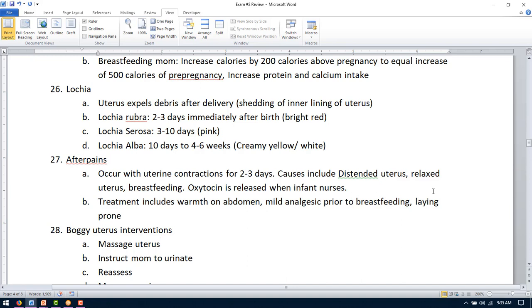Treatment: warmth on the belly. We're going to give them Tylenol or something mild before they start breastfeeding. And we're going to have them lay on their belly.